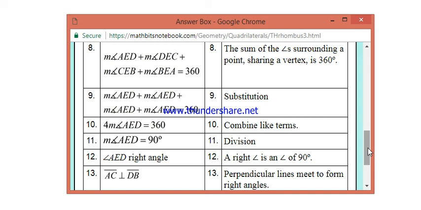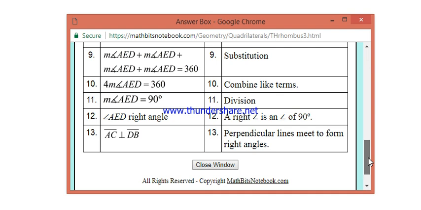For number 9, measurement of angle AED plus measurement of angle AED plus measurement of angle AED plus measurement of angle AED is equal to 360 degrees. The reason for this is substitution. For number 10, 4 times measurement of angle AED is equal to 360 degrees. Reason is combine like terms. For number 11, measurement of angle AED is equal to 90 degrees.